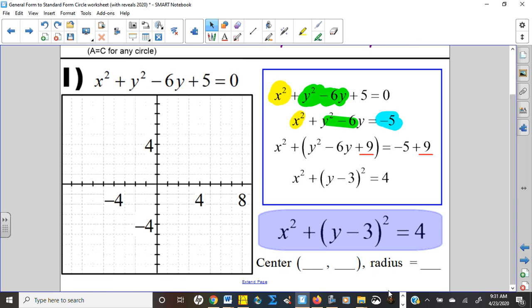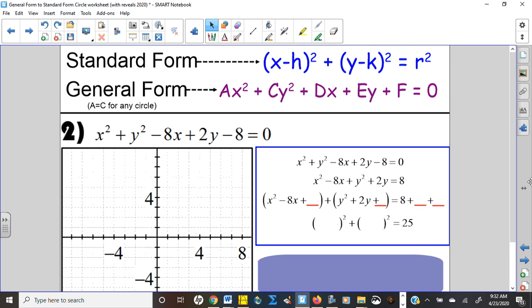It tells us the center, h is 0. Looks like k is 3. And it tells us the radius, the square root of 4 is 2. So remember, this is not the radius itself, that's r squared. So if I go to 0 up 3, and then I go out in each direction 2 units, I get a nice little circle. So hopefully, number 1 for you looks kind of like number 1 for me.